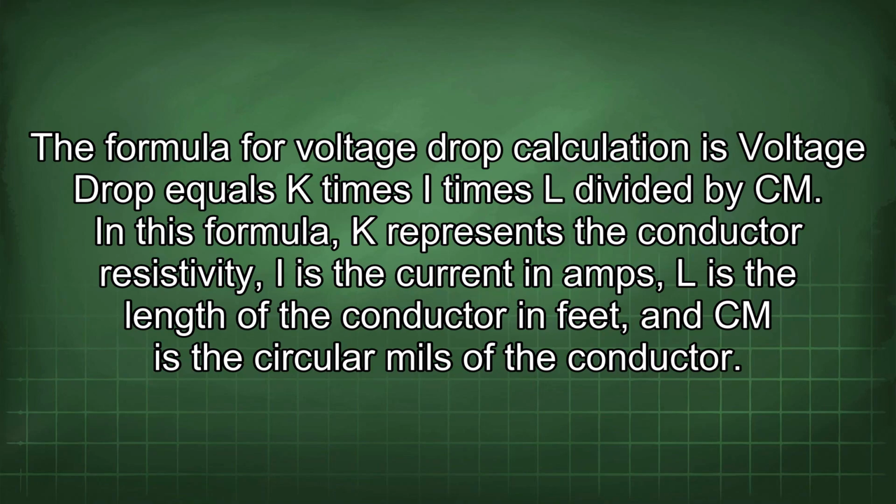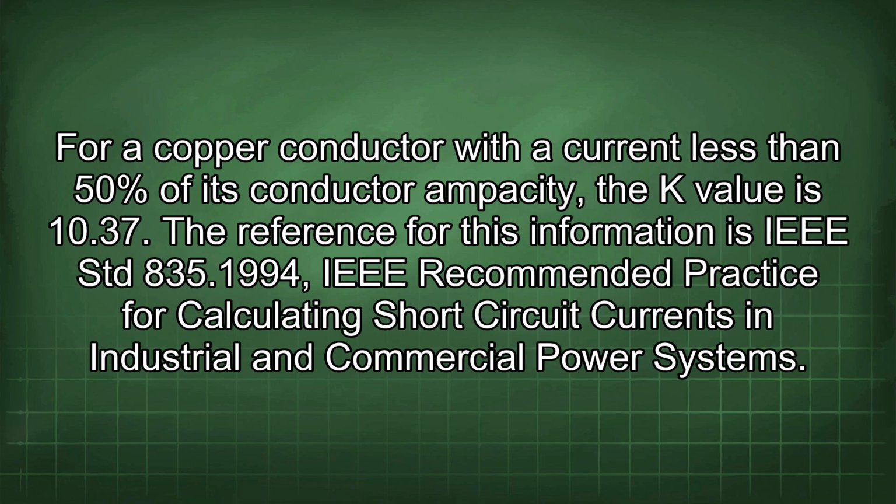The formula for voltage drop calculation is voltage drop equals K times I times L divided by Cm. In this formula, K represents the conductor resistivity, I is the current in amps, L is the length of the conductor in feet, and Cm is the circular mils of the conductor. For a copper conductor with a current less than 50% of its conductor ampacity, the K value is 10.37.